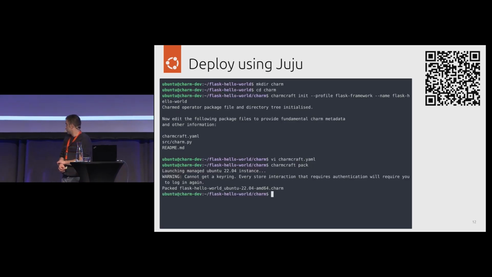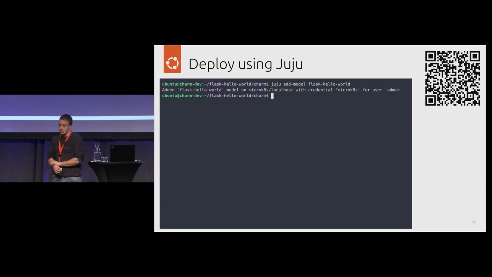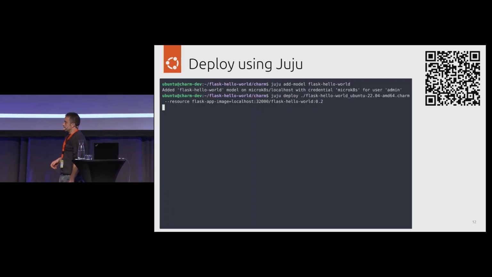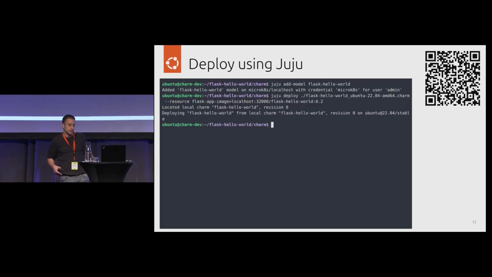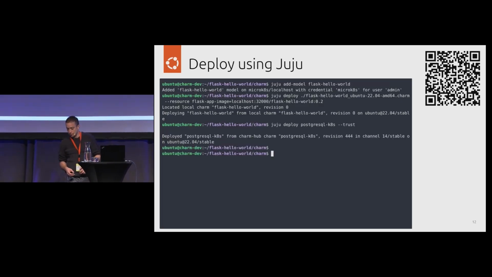And once we have it, now we are going to deploy our third option. So we'll create the model to group the applications, and we will deploy them one by one, and they will be deployed to that model, which in the case of Kubernetes is a namespace named the same as the model. So one by one, Juju will deploy all of them.